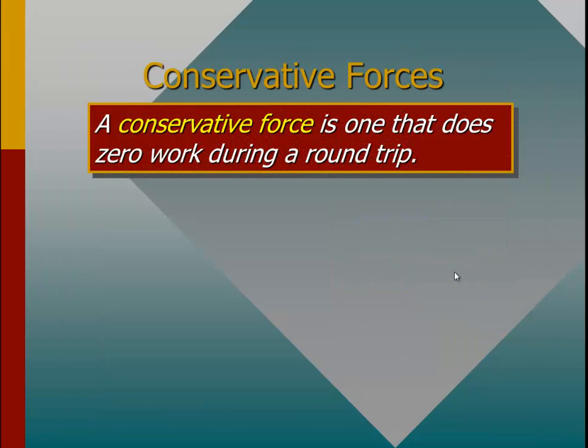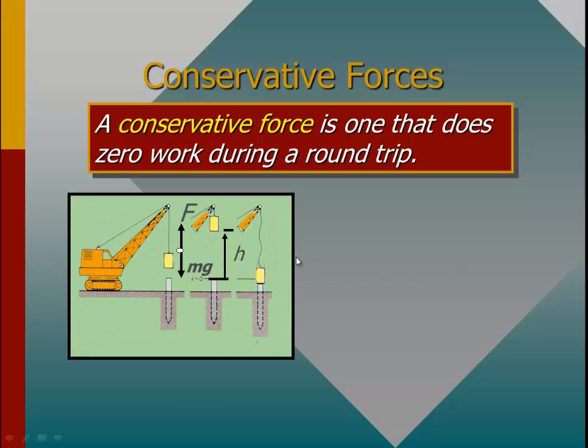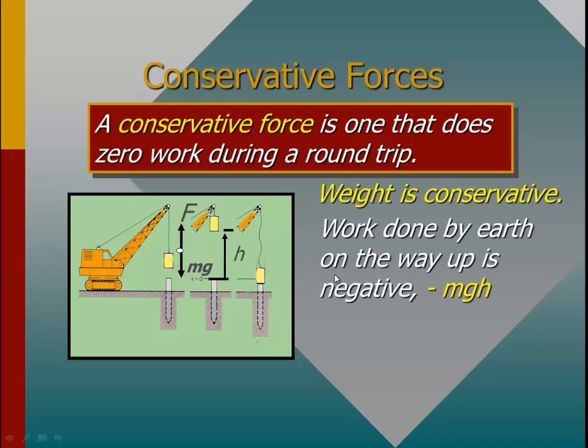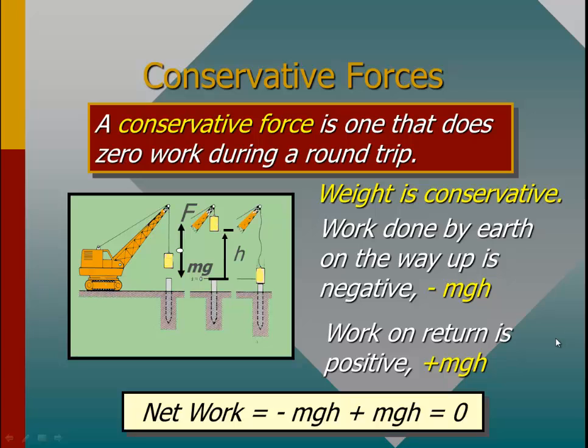A conservative force is one that does zero work during a round trip. So here we have it going up and then it comes back down. Whatever work was done on the block by the crane gets converted to work done by gravity on the mass. So weight is conservative. Work done by Earth on the way up is negative mgh. Work on return is positive mgh. So the net work has to be zero. So the force of gravity is a conservative force.